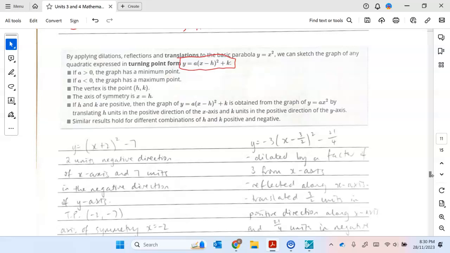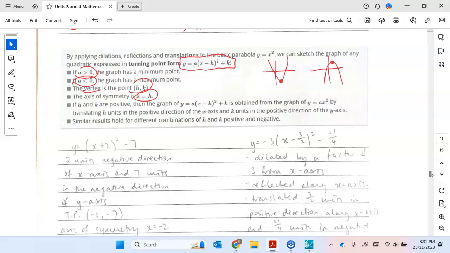When it's in this form, we can easily see what the transformations are. If a is greater than 0, then it's got a minimum turning point, so basically you have a positive parabola. If a is less than 0, you have a negative parabola, so it has a maximum turning point. The vertex is at the point (h, k), vertex also meaning turning point. The axis of symmetry is at x equals h.